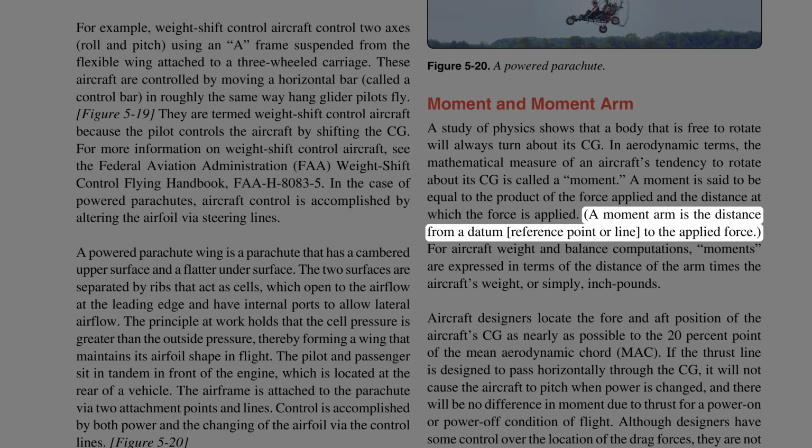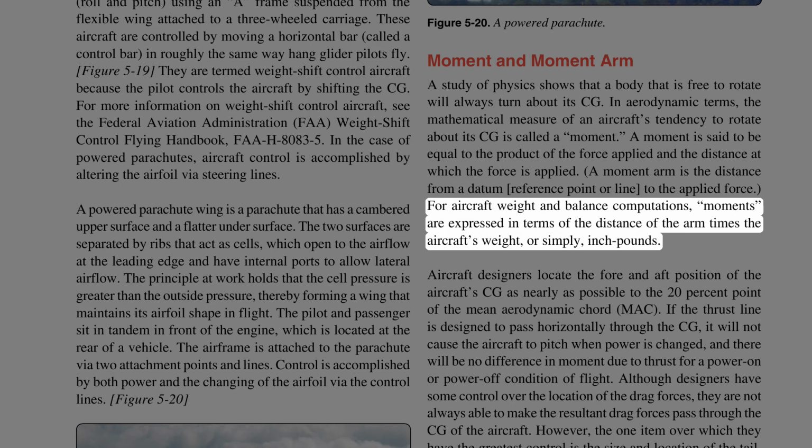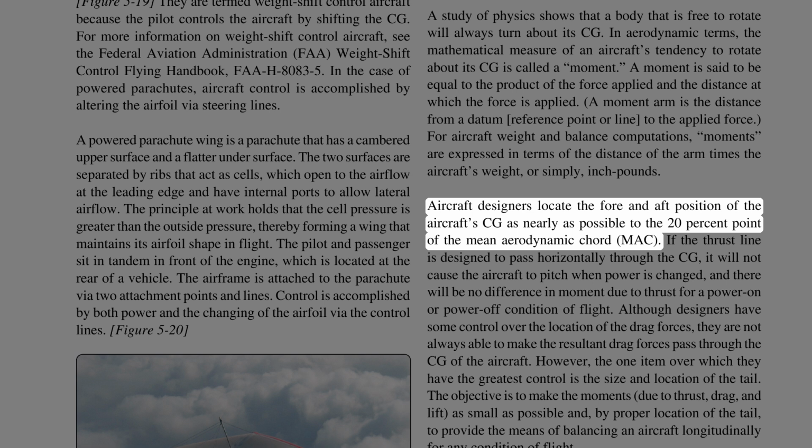A moment arm is the distance from a datum, reference point or line, to the applied force. For aircraft weight and balance computations, moments are expressed in terms of the distance of the arm times the aircraft's weight, or simply, inch-pounds. Aircraft designers locate the fore and aft position of the aircraft's CG as nearly as possible to the 20 percent point of the mean aerodynamic chord, MAC.